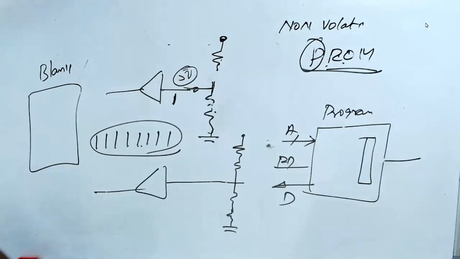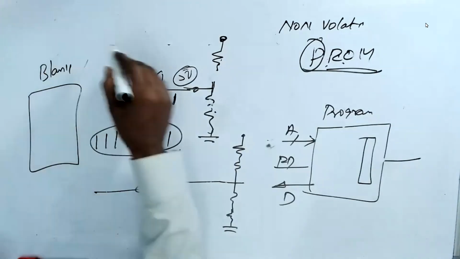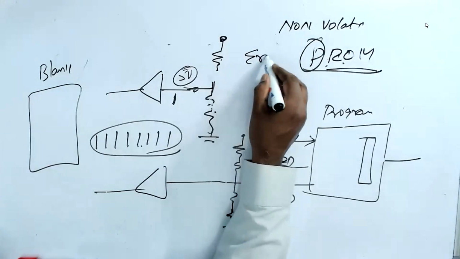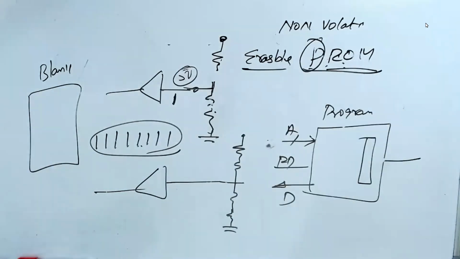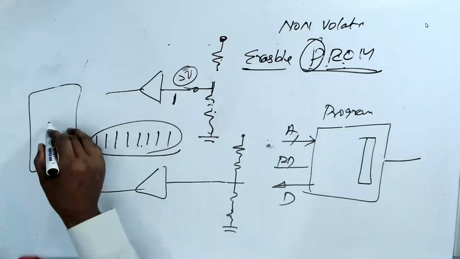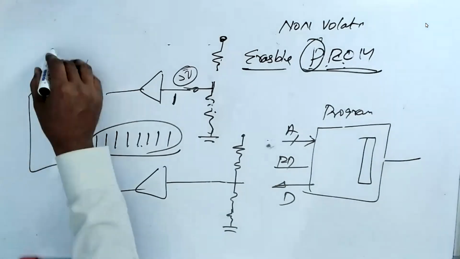Then they came out with a technology called erasable programmable ROM. How do they erase it? They take the chip. There's a top, there's a hole. You pass a UV ray.